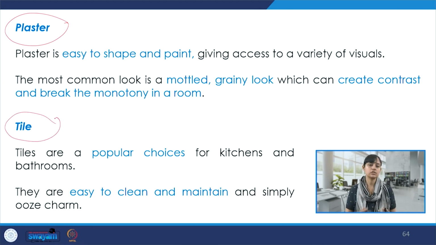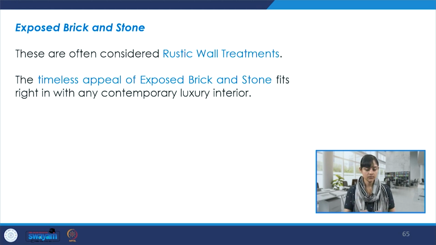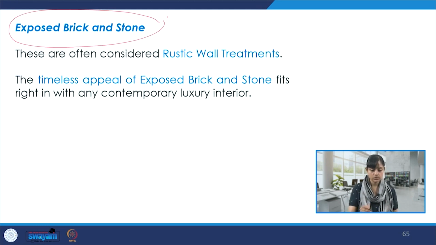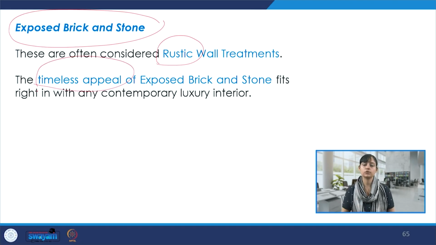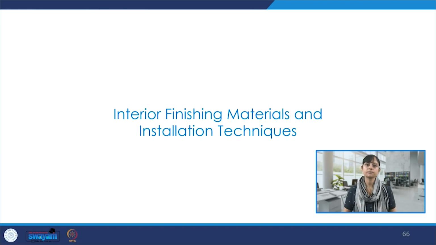Tiles can be used for surface treatment. They are very popular choices, easy to clean and maintain, and there is an ease of using them and executing them. Exposed brick and stone could be another surface treatment where we are especially looking at rustic finishes. They do provide a timeless appeal and a character to your projects.